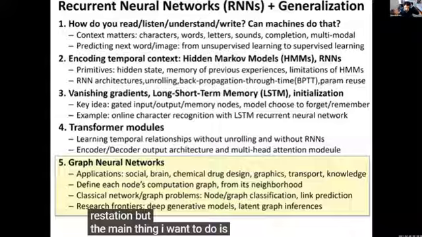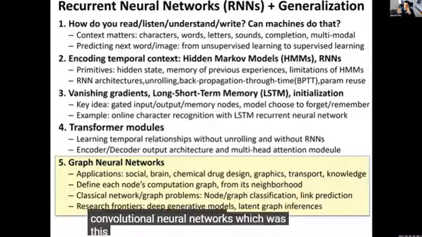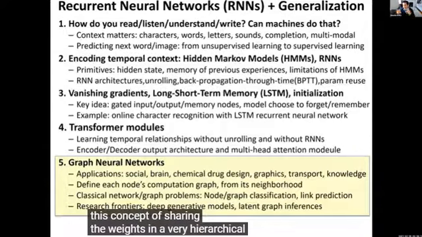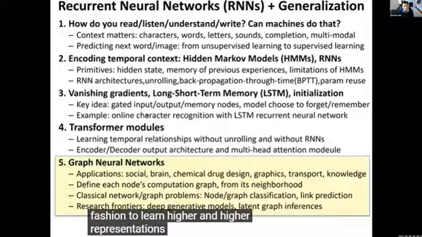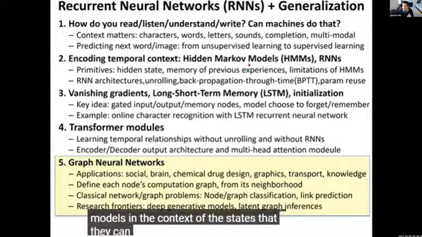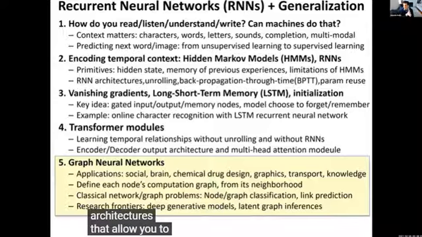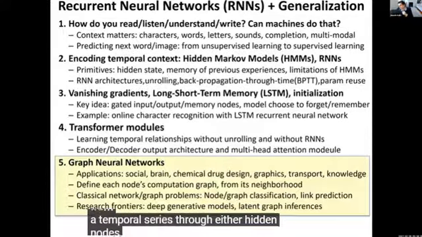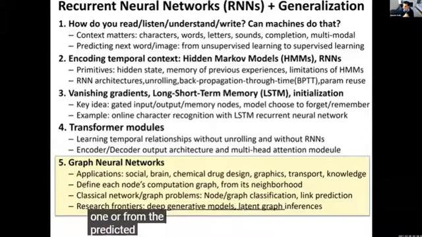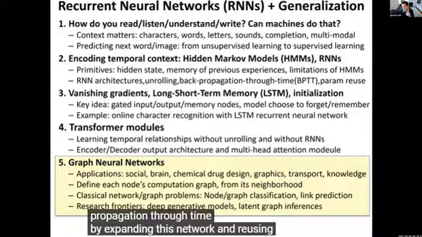But the main thing I want to do is to summarize what we learned today. Last time we talked about convolutional neural networks, which was this concept of sharing the weights in a very hierarchical fashion to learn higher and higher representations. Today, we talked about temporal models. We saw the limitations of hidden Markov models in the context of the states that they can encode. And then we saw several different types of recurrent neural network architectures that allow you to propagate information from a temporal series through either hidden nodes or from the output of the previous one or from the predicted target of the previous one, and so on and so forth. And we saw how we can do backpropagation through time by expanding this network and reusing the parameters.